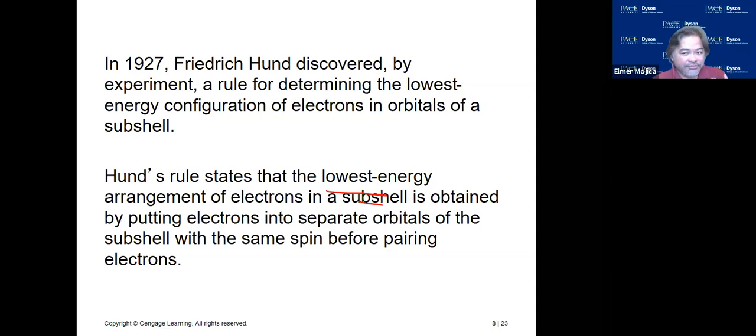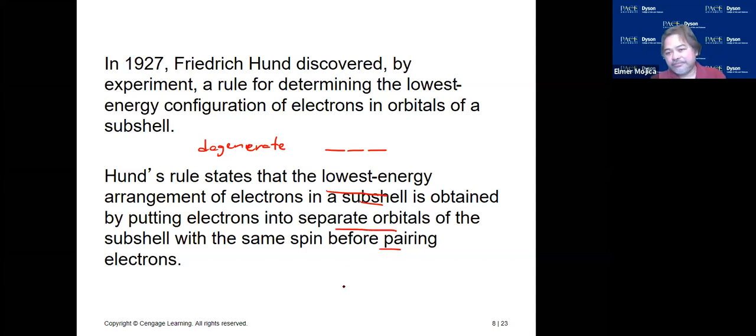This means if you have these so-called degenerate orbitals, usually those orbitals in the same subshell, like p orbitals, you have 3 degenerate orbitals. D orbitals, you have 5 degenerate orbitals. S orbital, you only have 1 orbital there. So if you have these degenerate orbitals, you have to fill them up first into separate orbitals before you pair them up.